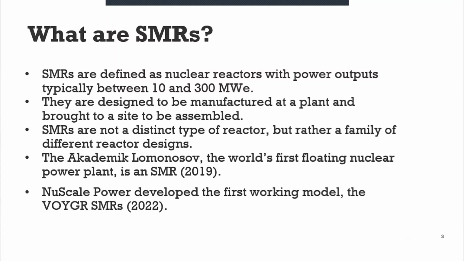So the small modular reactors are not a distinct type of reactor, but rather a family of different reactor designs. For example, we have the Akademik Lomonosov, which is the world's first floating nuclear power plant, and which is an SMR. It has two small modular reactor units, each 35 megawatts, with a total capacity of up to 63 megawatts, supplying a town on the off-grid outskirts of Russia.